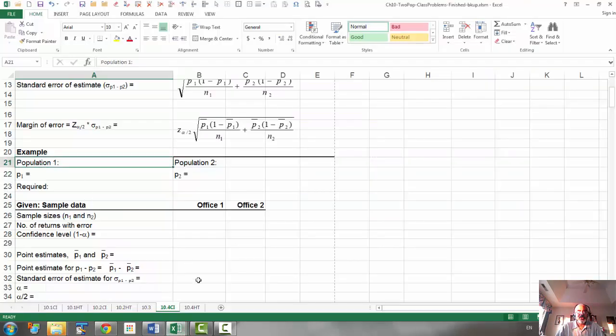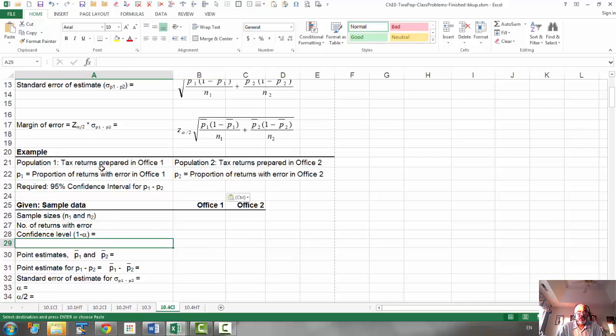So population 1 is the tax returns submitted by Office 1. Population 2 will be tax returns prepared by Office 2. Then P sub 1 will be the proportion of erroneous tax returns for Office 1, and P sub 2 will be for Office 2. And what we require now is a 95% confidence interval for the difference between those two population proportions. Okay, so now we have defined the populations, the proportions, and what we want.